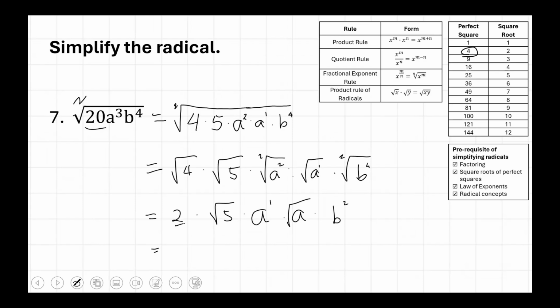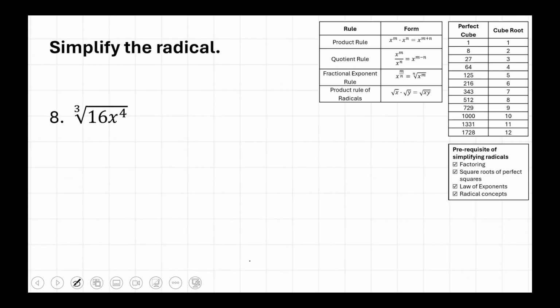Now we have all the whole numbers and variables. We rewrite it together to a times b squared. And we will group or rewrite all the numbers and variables inside the radical, which is 5a. And this is your simplified form: 2ab squared times 5 times square root of 5.